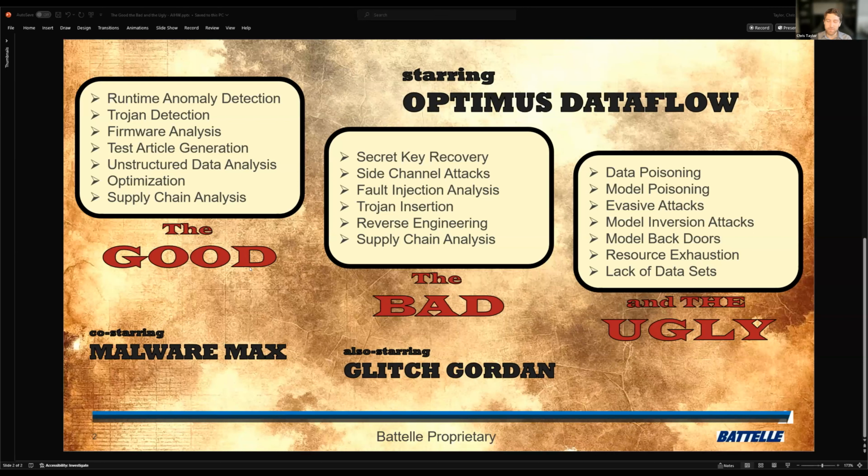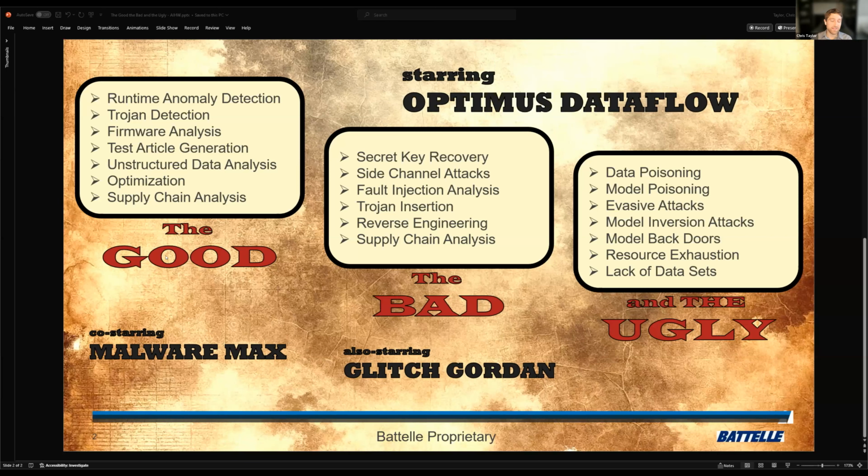So for good, there's a lot of things that we can use AI and ML algorithms for that have been really great, and they have definitely been maturing over probably decades at this point. Things like runtime anomaly detection, issues with your chip, things people have been doing to make sure that it's not operating how it shouldn't be. We've seen a lot of Trojan detection algorithms. I think almost universally, AI/ML for Trojan detection is pretty much the way to go.